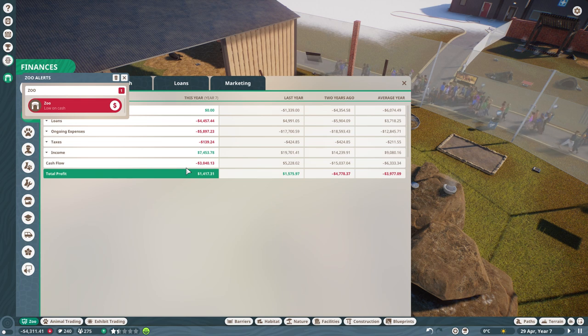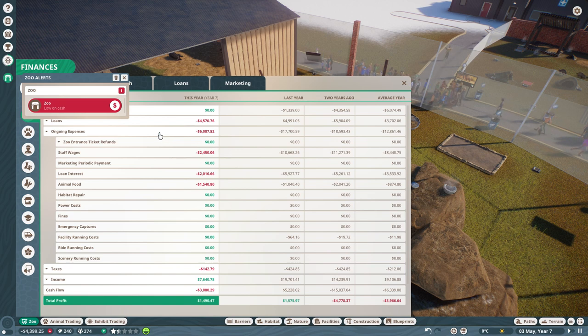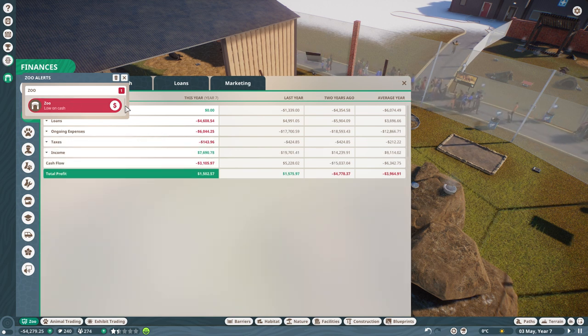This is bad, guys. Very, very bad. Staff wages is getting higher. So is loan interest. 2,000. Animal food. I need the next year to come. Next year, yes.